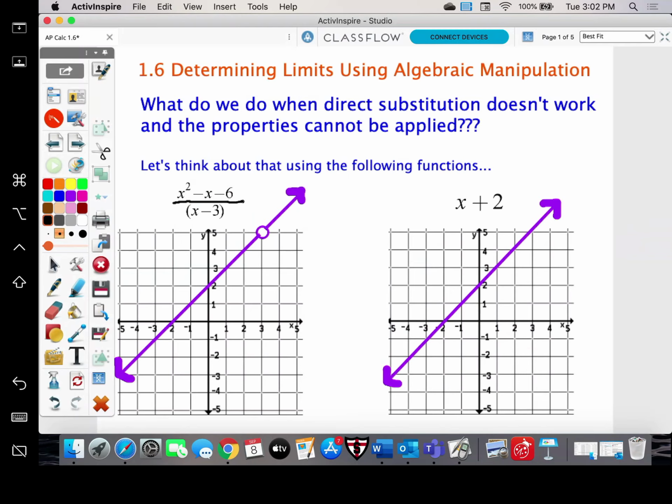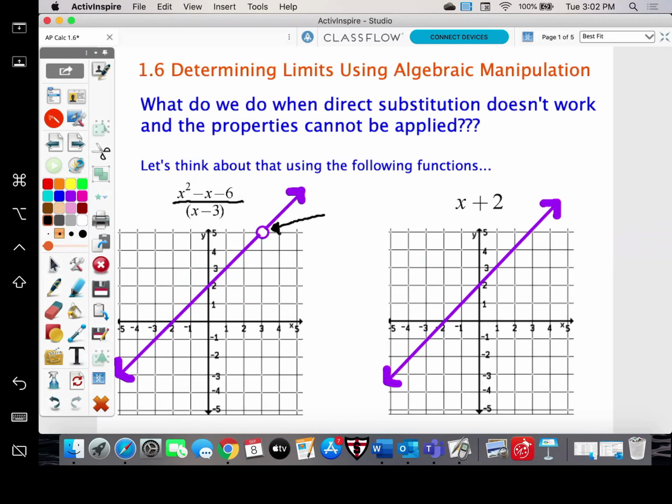Here's why we can use algebraic manipulation. We have two functions here. We have x squared minus x minus 6 over x minus 3, and we have x plus 2. And I've graphed them for us, and we can see that the graphs are identical except for this one spot right here. The graph on the left has a hole at the spot where x is equal to 3. That hole is filled in on the right because we didn't have a rational function. So everything else is the same.